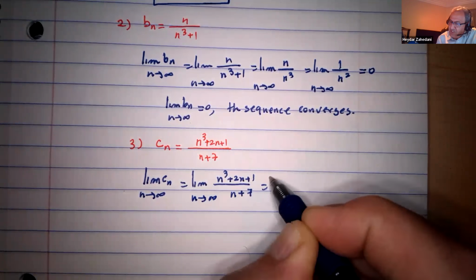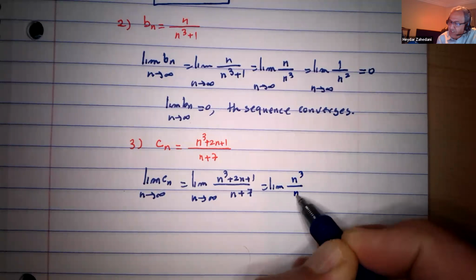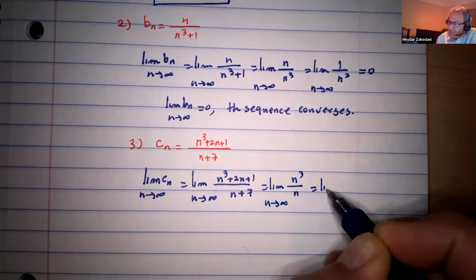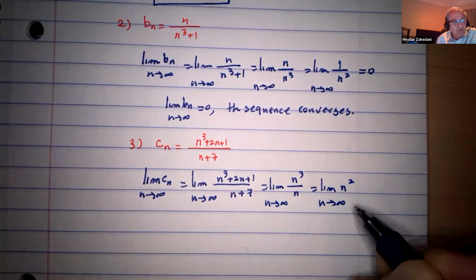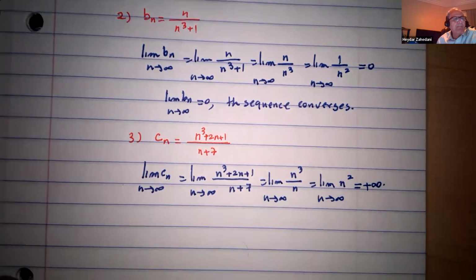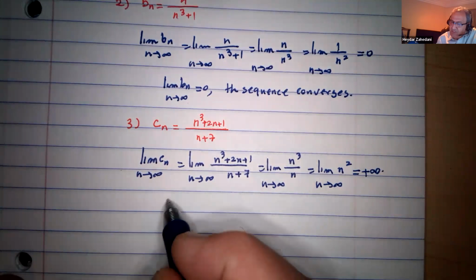Again, you can shrink it. The top would be n cubed, the bottom one would be n. If you simplify it, that gives you n squared. And you know that when n goes to infinity, the limit of n squared would be positive infinity. So the limit of c_n is not a number, or let me just say, the limit does not exist. The sequence diverges.